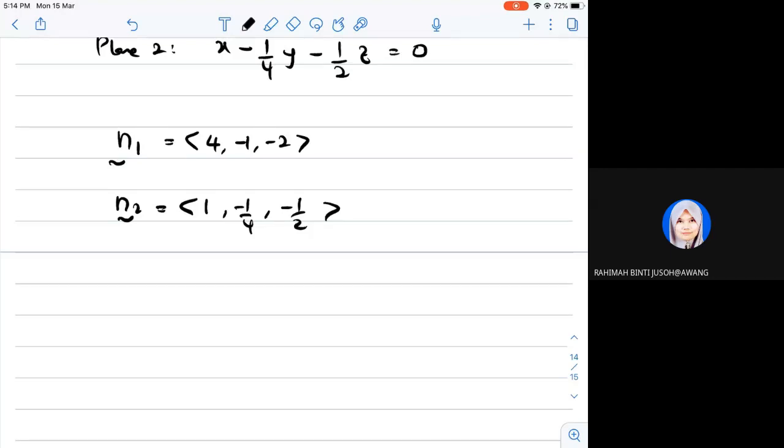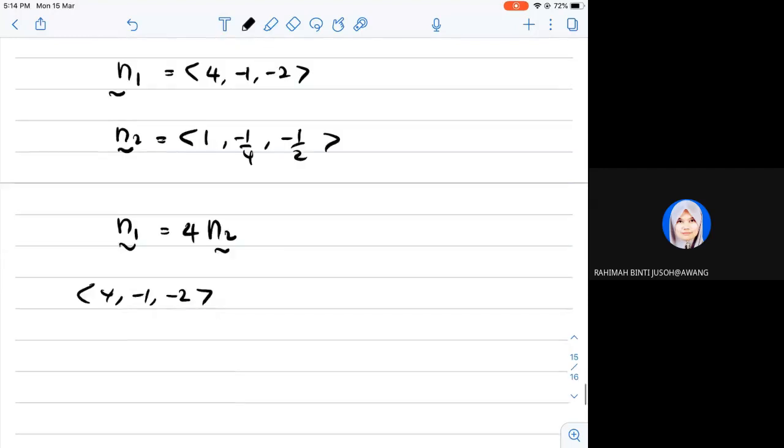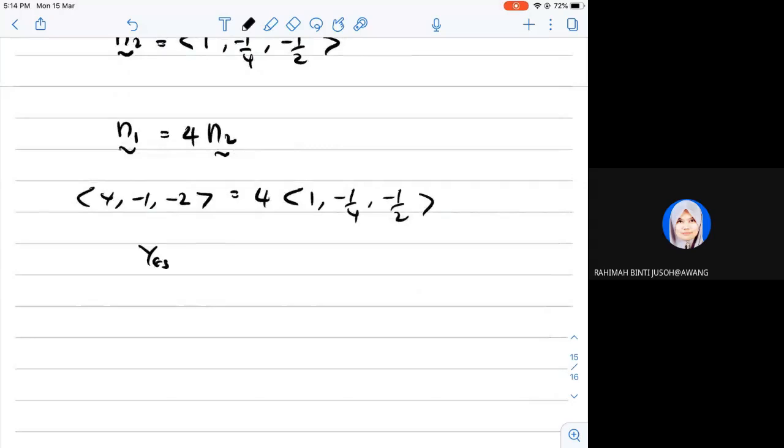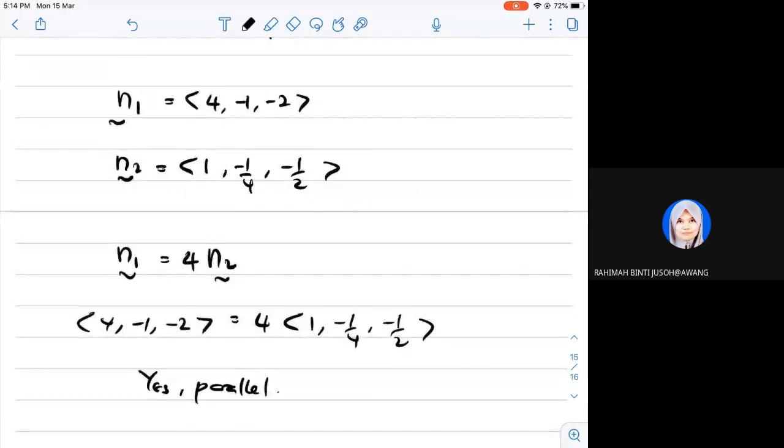4. Okay, well done. Very good. So, we have N1 equals to 4 N2. Kan? Kalau you tengok, 4, negative 1, negative 2. Ya ke 4 N2? Salah saya buat ni. Betul lah. 4 times 1, negative 1 over 4, negative 1 over 2. Sama kan? Negative 1, negative 2. Okay, kan. So yes, parallel. Macam tu. Dah lah, tu je soalan ni.